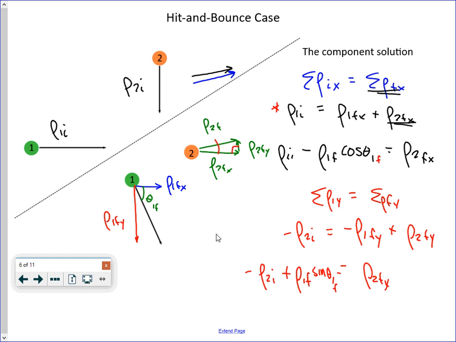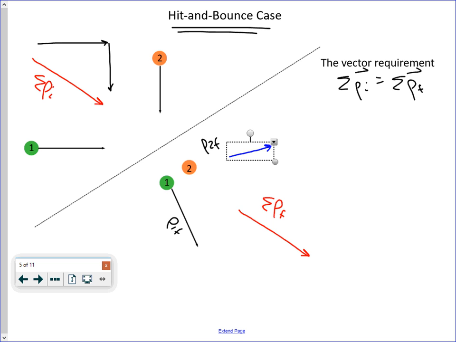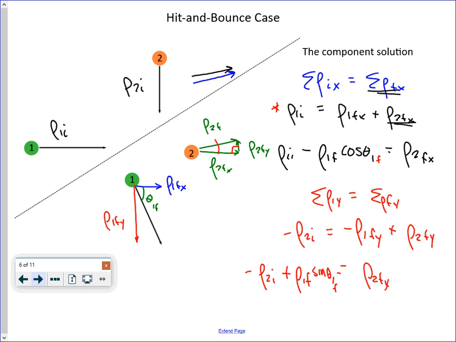Okay, so while this way is nice, just as a way of looking at things and doing perhaps a quick sketch of what might happen, this is the way that you solve problems, right? You conserve momentum in each of two perpendicular directions.